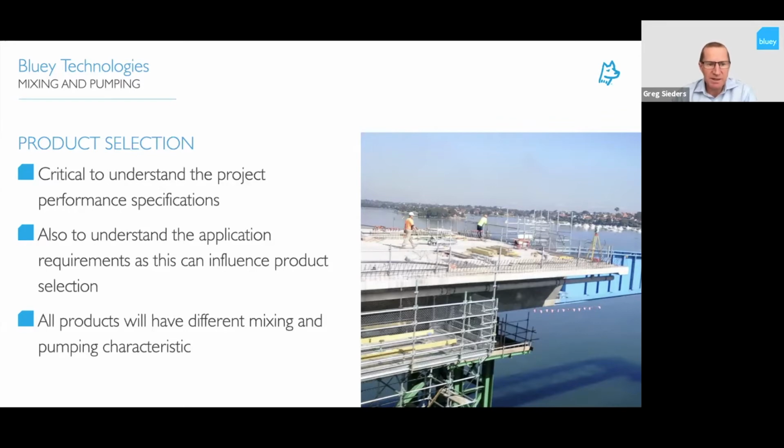Also need to understand the application requirements, as this can influence your product selection. Do you need to pump the product a long distance? Is it a very large pour element? That'll make a difference to the product selection. So you've got to look at all the aspects, from the product specification to the project requirements, before you choose your product. And all products have very different mixing and pumping characteristics, so they'll influence what type of pump and mixer you use for the product.